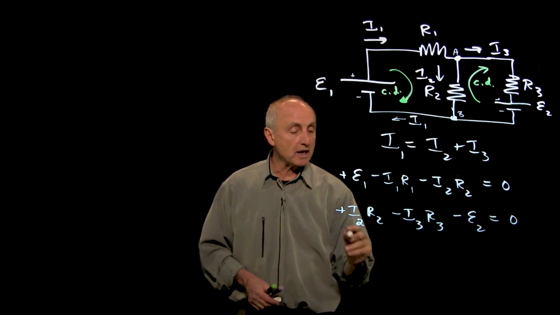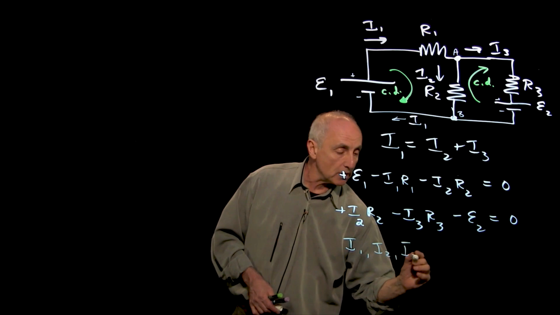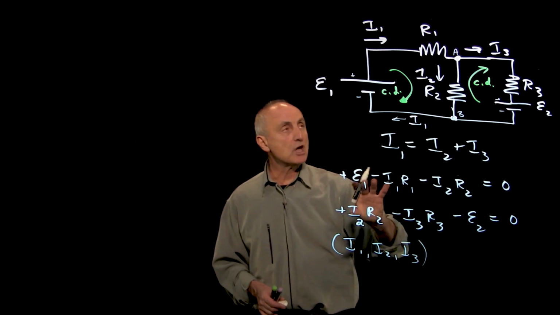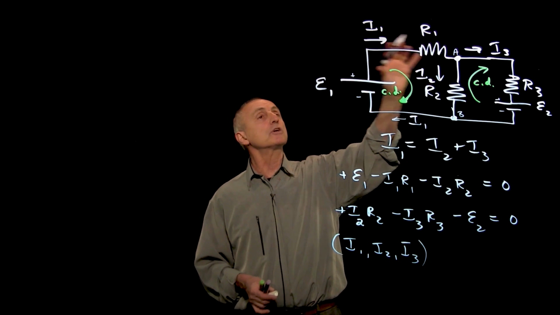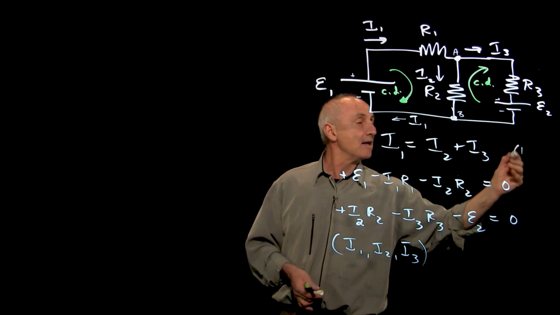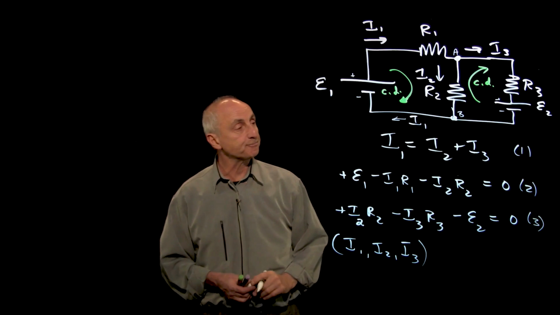Notice that in this problem we have three unknowns, which is often the case. I1, I2, and I3 are the unknown currents in the branches. And in general, in circuits, we're building a circuit so we know the EMFs and the resistances. We have three equations and three unknowns, and we can solve that algebraically.